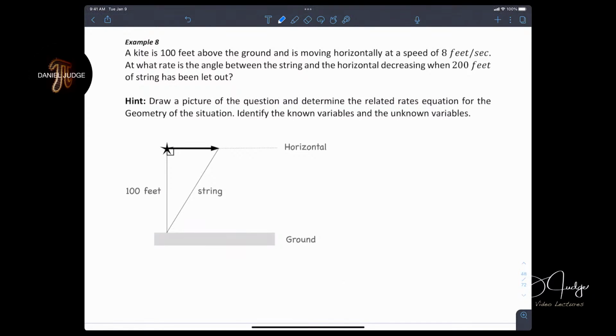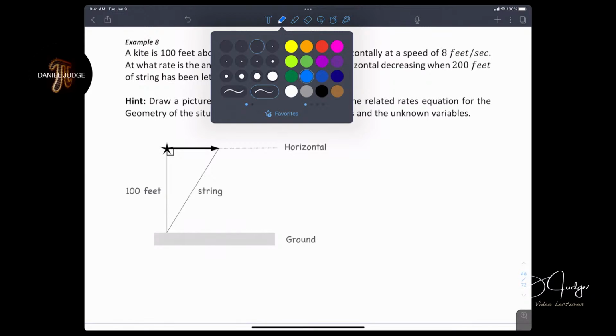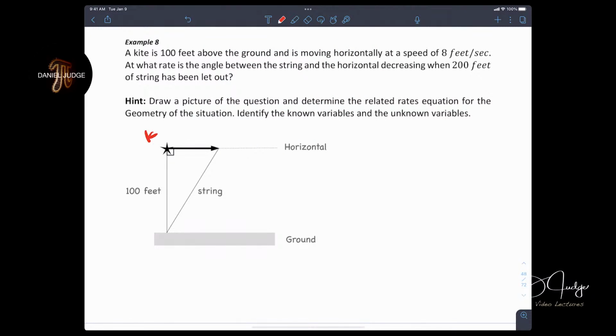Here's another favorite question of mine. And it says a kite is 100 feet above the ground. So just to remark, here, this is the kite. Okay, and notice it's just simply 100 feet above the ground. And is moving horizontally at a speed of 8 feet per second. If I had to do this again, I would use the word rate, just to get you guys used to that idea, rate.